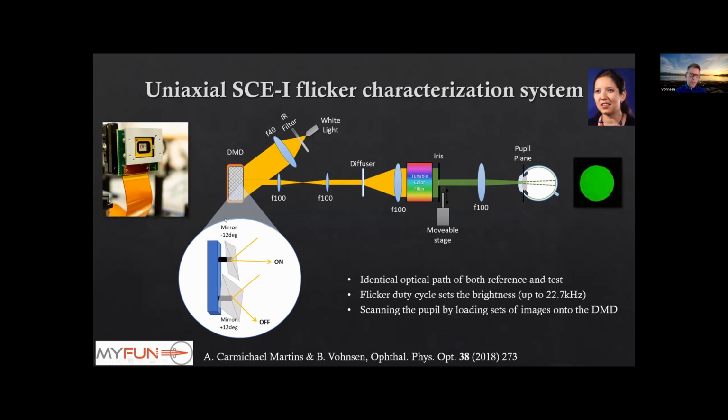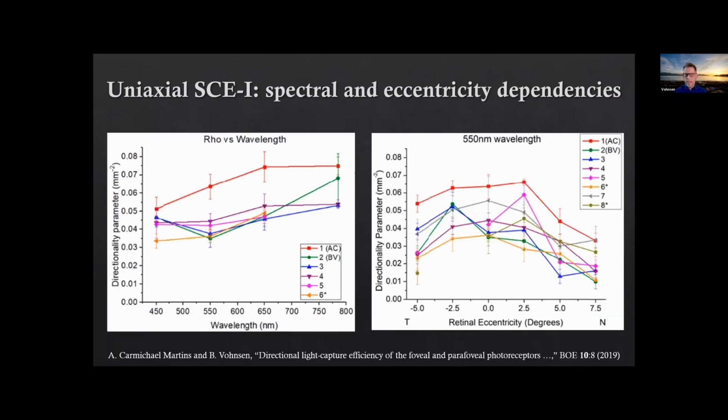So what happens here is, the digital micromirror has micromirrors that can flicker on and off really fast, up to 22.7 kilohertz. And we project images point by point, scanning across the pupil. So this is our test beam, and also we have the reference projected sequentially. So we see a really fast flicker, and we adjust the brightness just by changing the duty cycle of the flicker within these 22 kilohertz. So this allowed us to take very nice measurements of how the directionality parameter depends on wavelength, for example, or how it depends on retinal eccentricity in the fovea and going out towards the periphery.